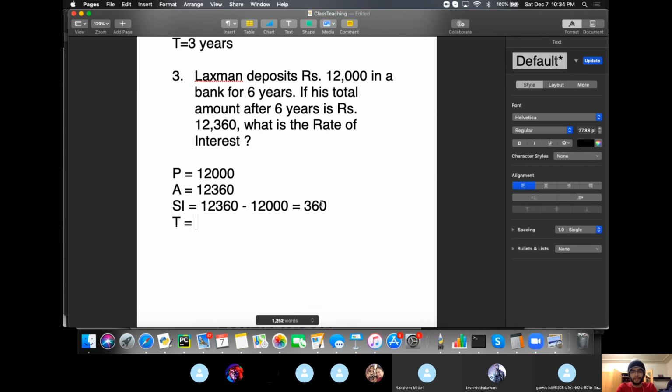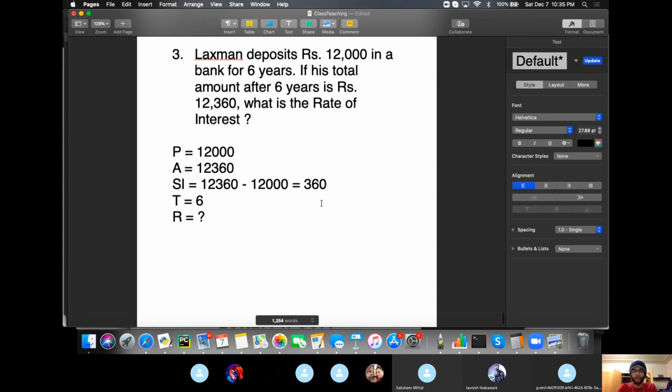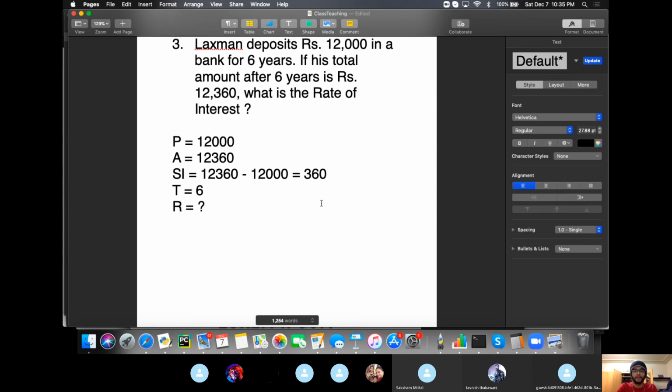Time is 6 years. Rate we do not know. Rate is a question mark. So what is the formula? We can say that 360, which is the simple interest, should be equal to principal, which is 12,000, times time, which is 6, times rate, which we do not know, divided by 100. So we can say that 360 should be 72,000 times R divided by 100.